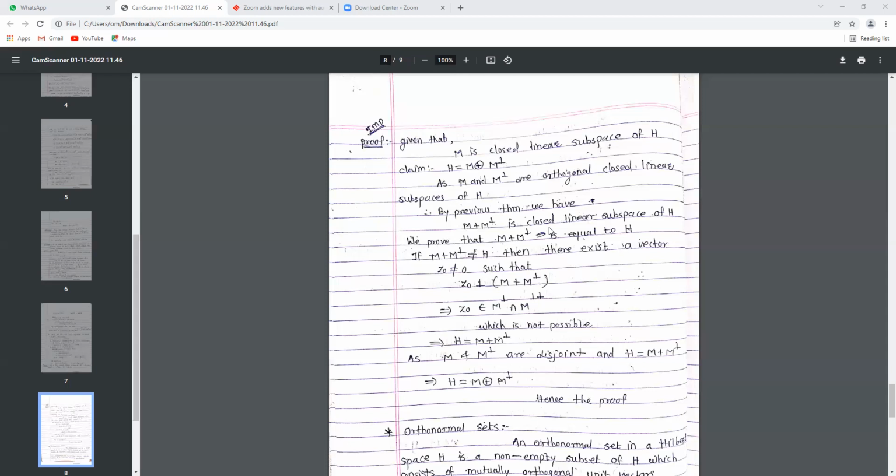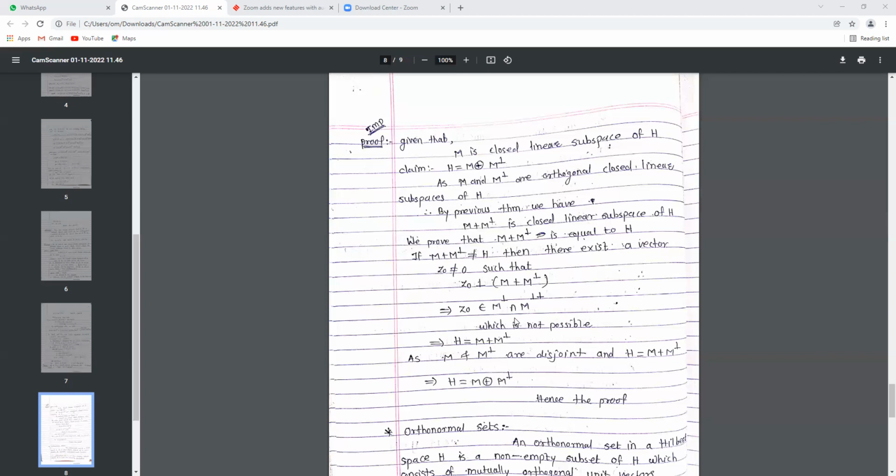That means this M double perpendicular, which is a subset of your M by the previous remark. There we have seen earlier that there should not be a non-zero vector that lies in both M as well as M perpendicular. There is only the zero vector which lies in both M and M perpendicular.